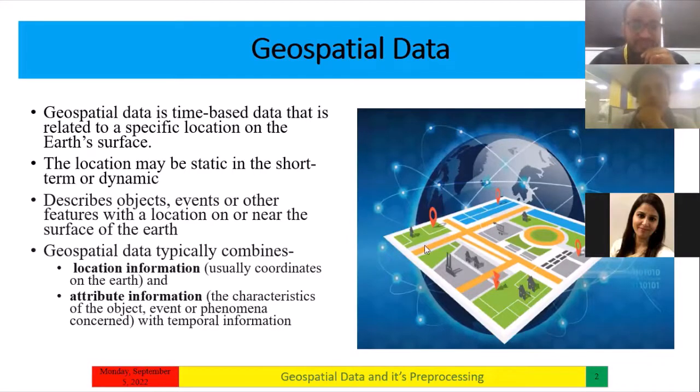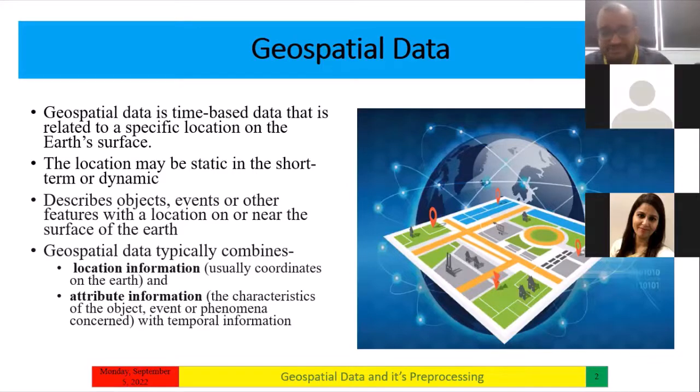So geospatial data basically combines two things: location information, where any particular location can be described by latitude and longitude, and then the characteristics of the object, event, or phenomenon for which we are doing analysis, or for which the study is going on, or for which the data has been gathered.